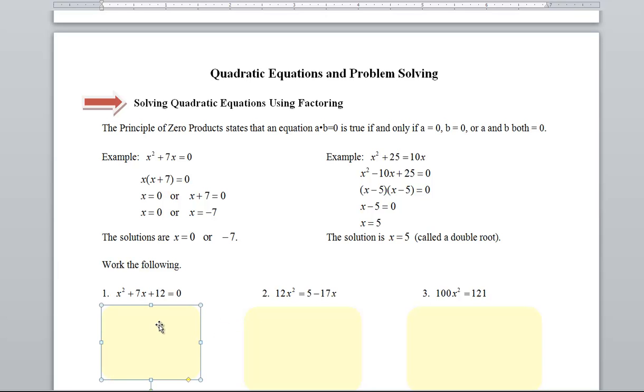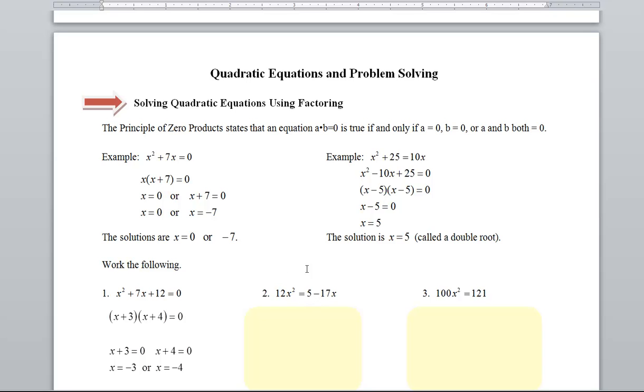In this particular problem, all terms are already over on the left-hand side. Hopefully you factored it as x plus 3, x plus 4. Set the factors individually equal to 0. So if you'll notice, x equals negative 3 or x equals negative 4. If you substitute this back in, it will give you a true statement, in that it will be 0 equals 0.